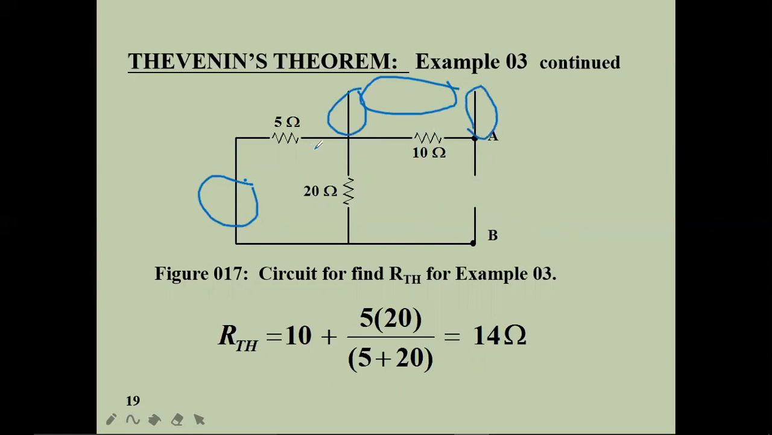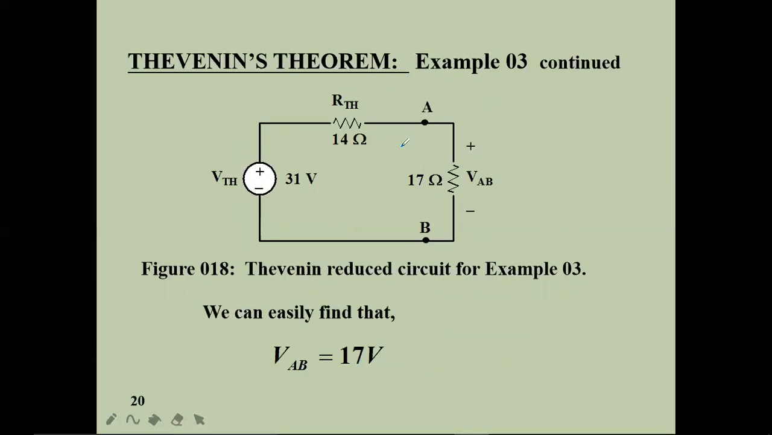This is the circuit. 5 ohms and 20 ohms are in parallel. Then the result, which is in series with the 10 ohms, gives the total value across the A and B terminals: 14 ohms. So now draw the equivalent circuit. This is the equivalent circuit: VTH is 31 volts and RTH is 14 ohms. This is example number 3.